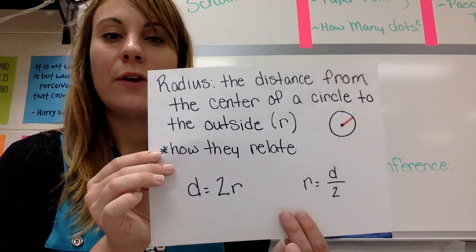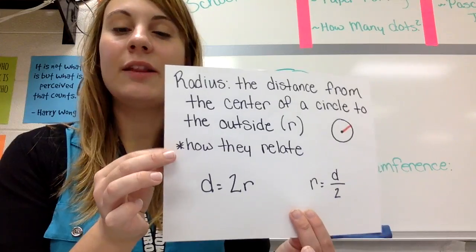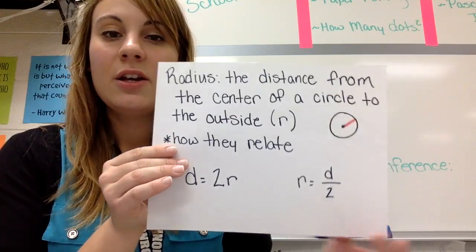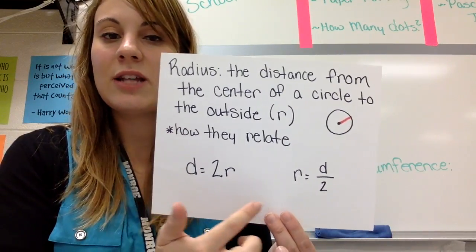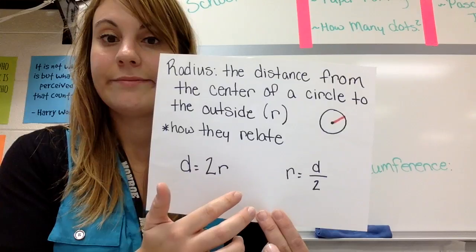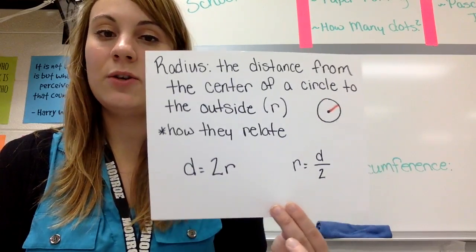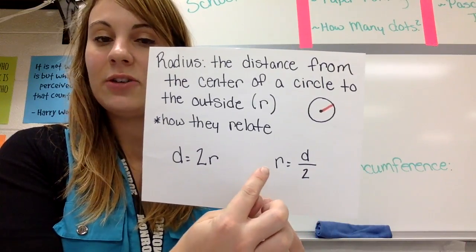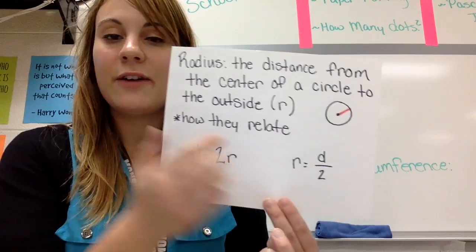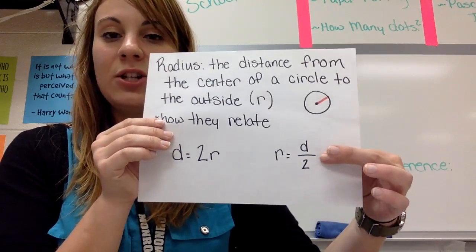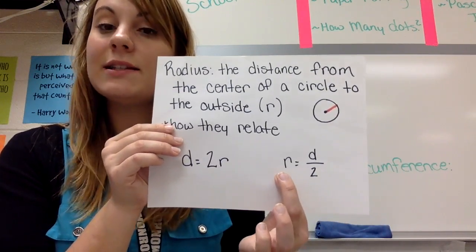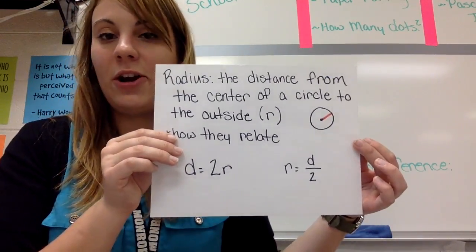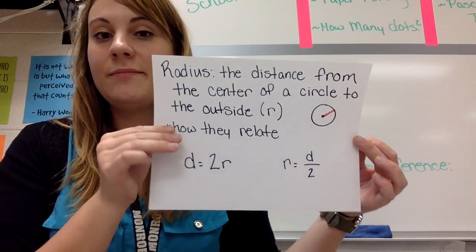It's also important for you to note how the diameter and the radius relate, because if we have one, we can very easily find the other. So the diameter is 2 times whatever the radius is. Just take the radius, multiply it by 2, and you will find the diameter. If you're given the diameter and you need to find the radius, take your diameter, divide it by 2, and that will give you your radius. So the diameter is twice the radius, and the radius is half the diameter. So we can always find one if we have the other.